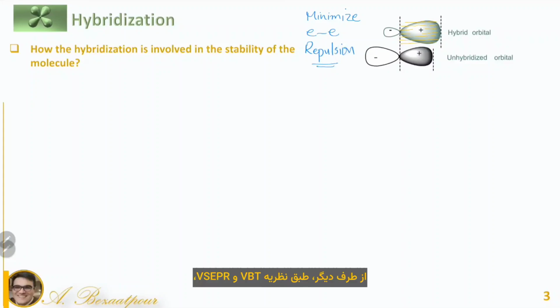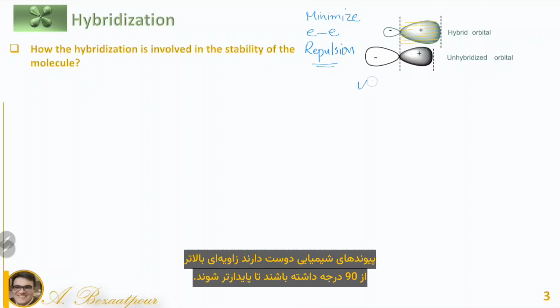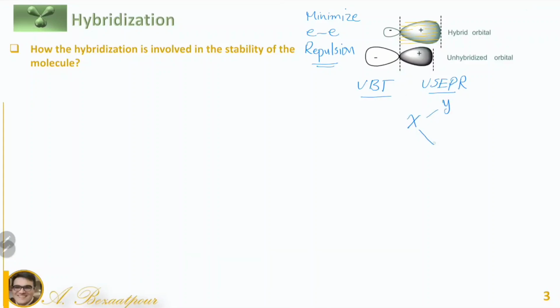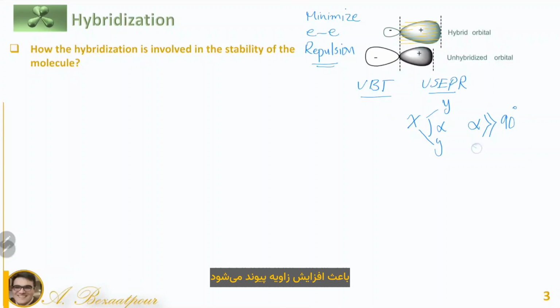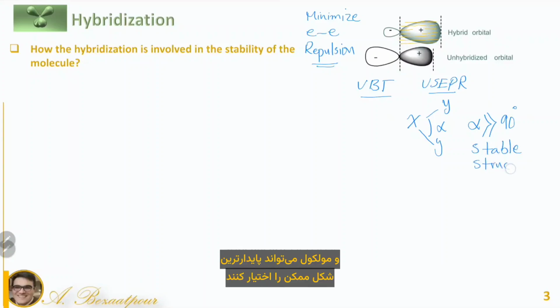On the other hand, according to valence bond theory and valence shell electron pair repulsion theory, chemical bonds like to have an angle higher than 90 degrees to become more stable. Therefore, the mixing of a spherical s orbital with p orbitals makes it possible to increase the bond angle and the molecule can adopt its most stable form.